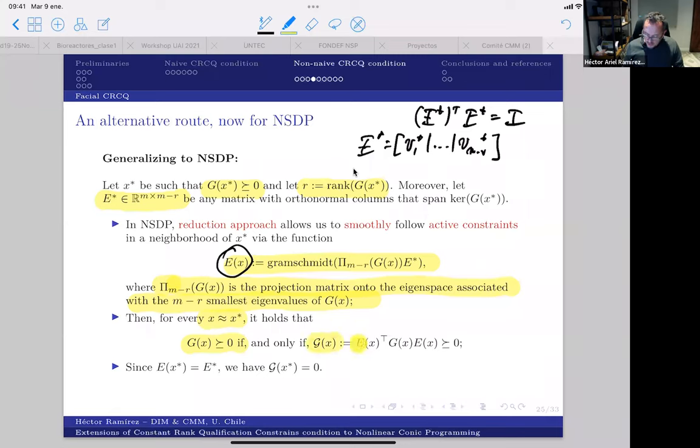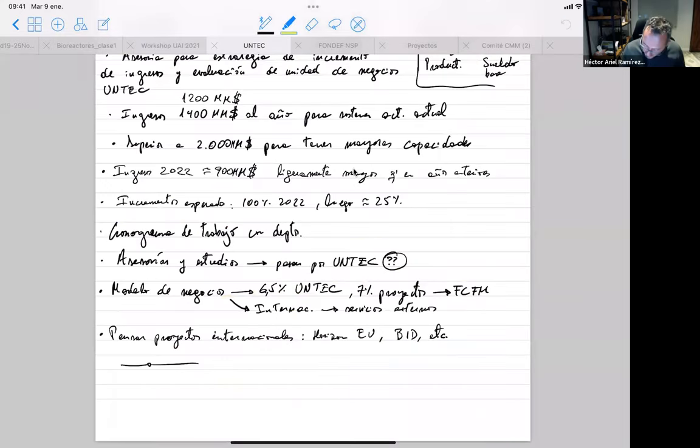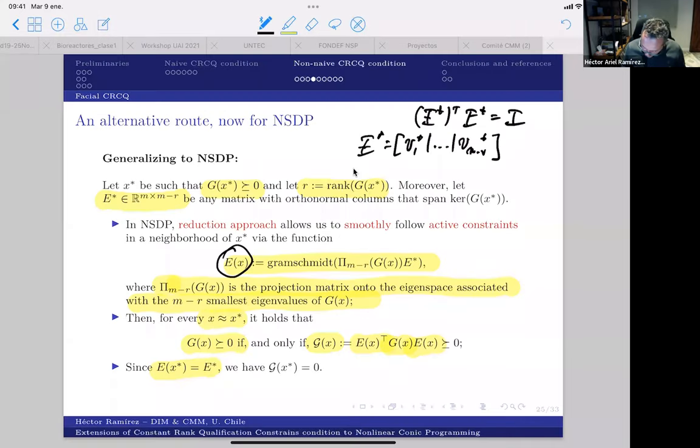this new function, which is E, the function we had defined before, G and E. But this is a smaller dimension now. It's the same dimension as the kernel of G of X star. So somehow, morally speaking, it's like working with active constraints in nonlinear programming. Of course, the construction is more involved, but morally speaking, it is that. And in particular, since this is constructed in such a way that E of X star is equal to zero, we have that in this constraint we are working in the vertex.